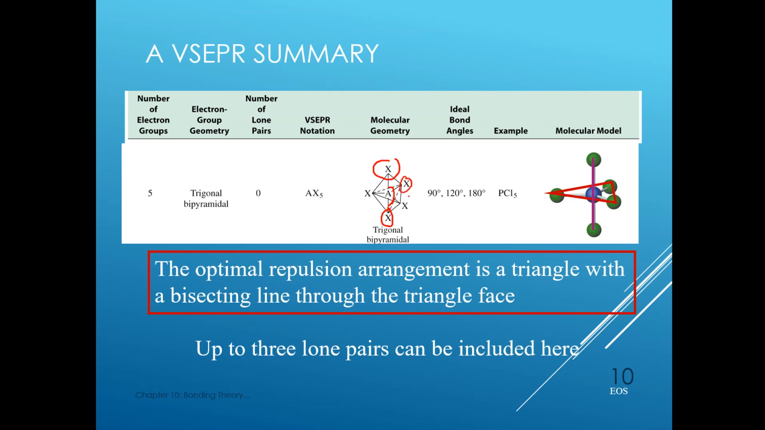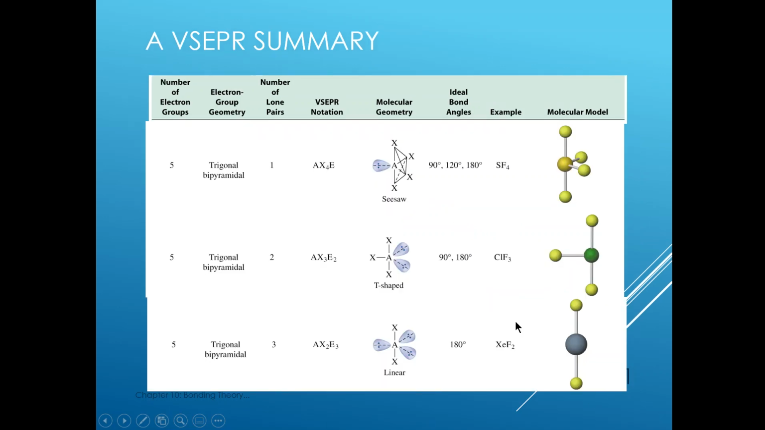If you look from this X to this X, the bond angle will be 120 degrees. And if you look from this X to this X, the bond angle here would be 90 degrees. So the actual value of the bond angle depends on which bonds you're looking at. An example of this molecule would be phosphorus pentachloride, and this would be the molecular model representation for that compound.